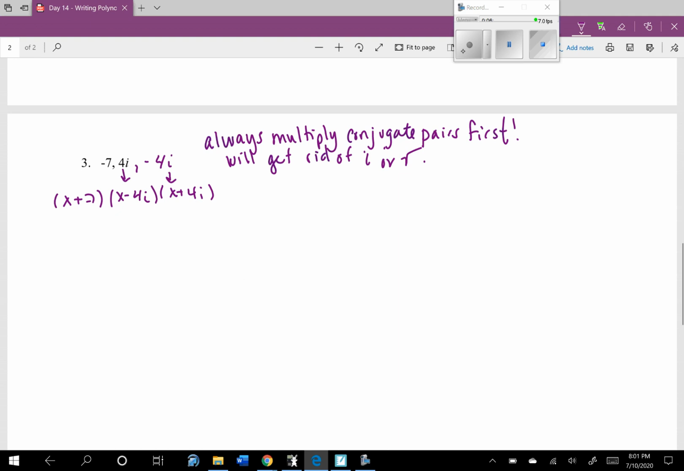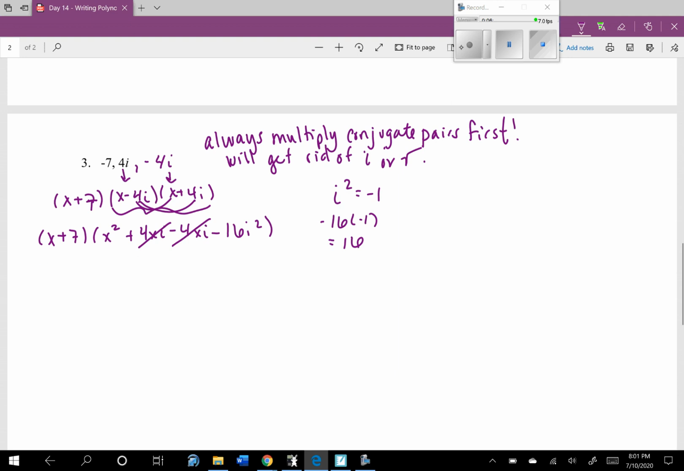So if we multiply the conjugates first here, I'm going to multiply that out. So we have x plus 7. When I FOIL this out, I get x times x, which is x squared, plus 4xi, minus 4xi, then minus 4 times 4 is 16, and i times i is i squared. Notice that these middle terms cancel out. Recall we learned in Math 2 that i squared is really equal to negative 1. So we have negative 16 times negative 1, which is actually equal to 16. So we have x plus 7 times x squared plus 16.